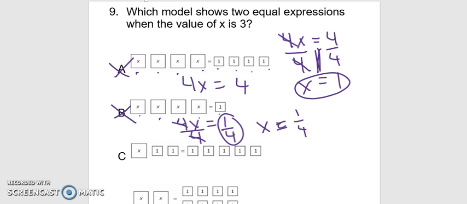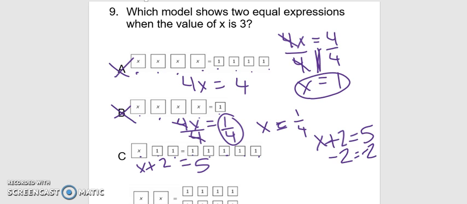On letter C, I have 1x plus 2 1s is equal to 1, 2, 3, 4, 5. So I have x plus 2 is equal to 5. The operation happening with my x is add, so the inverse is subtract. I'm going to subtract 2 from both sides. 2 minus 2 is 0, so I'm left with x. 5 minus 2 is 3. So C could be my answer, but I go ahead and check letter D just to make sure.